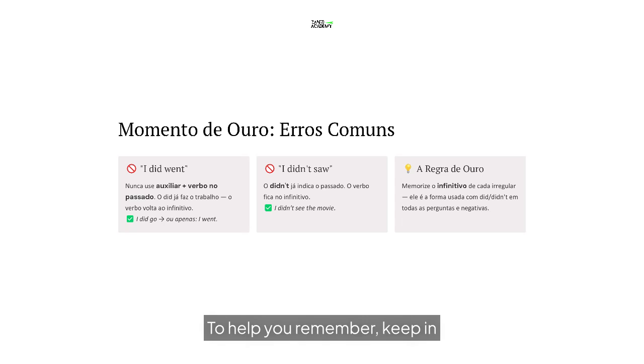To help you remember, keep in mind the golden rule. Always use the infinitive form of the verb when you're using did or didn't. This applies to all your questions and negative sentences. For example, when asking, "Did you go?" or saying, "I didn't eat," you are using the infinitive form effectively.